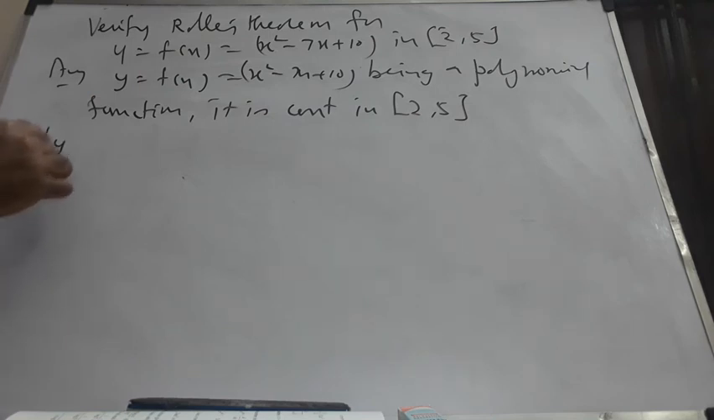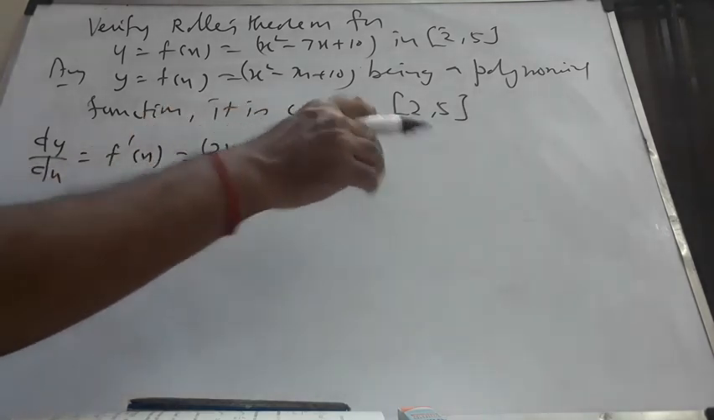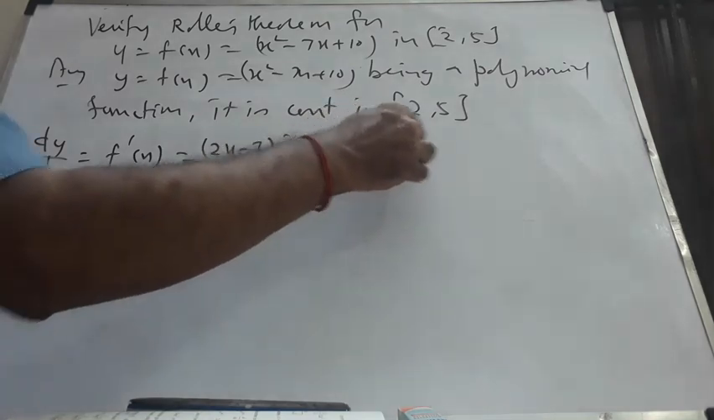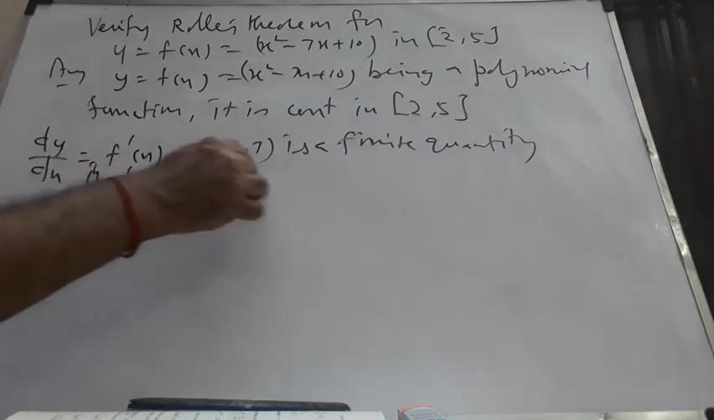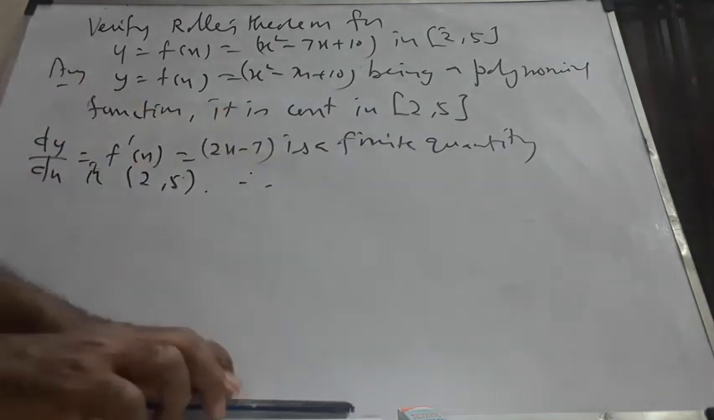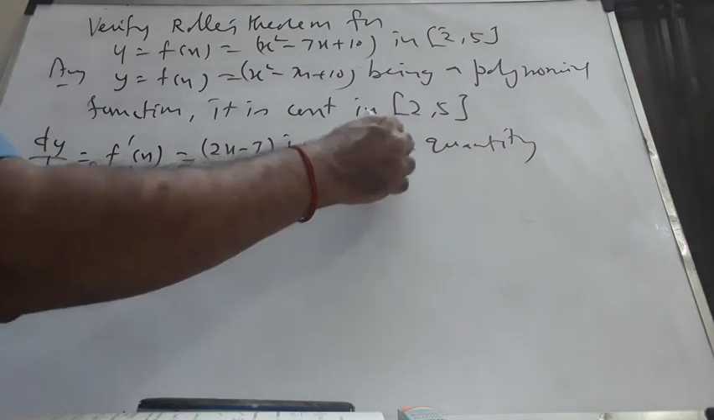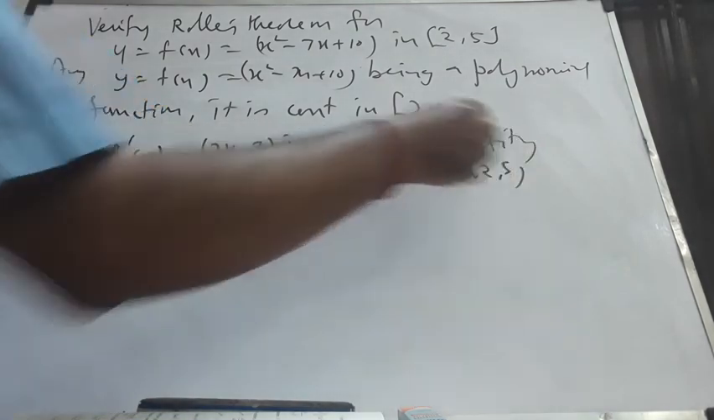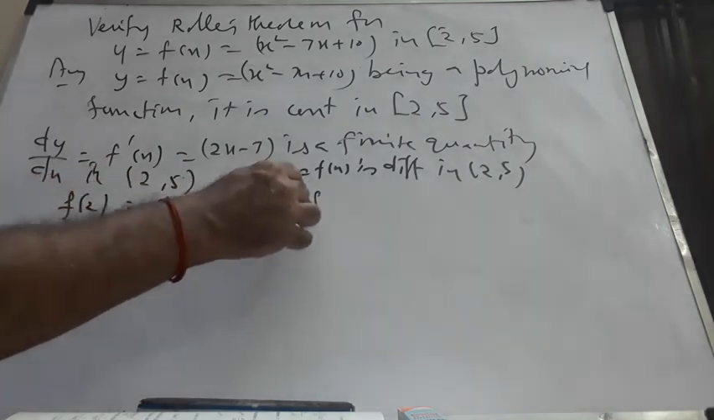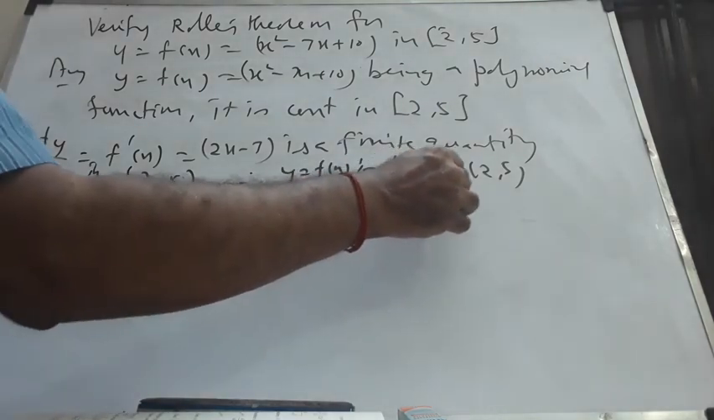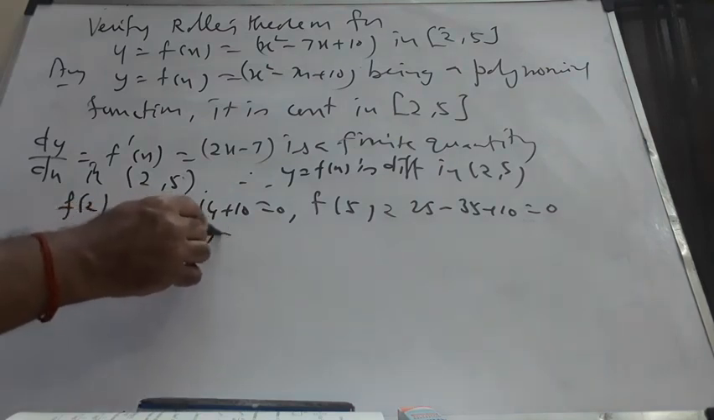Now dy by dx equal to f dash of x is equal to 2x minus 7, is a finite quantity in the open interval 2 comma 5. Therefore, when the derivative is finite, the function is differentiable. Therefore, y is equal to f of x is differentiable in the open interval 2 comma 5. Then what is f of 2? 4 minus 14 plus 10 is equal to 0. What is f of 5? 25 minus 35 plus 10 is equal to 0. f of 2 is equal to f of 5 is equal to 0.